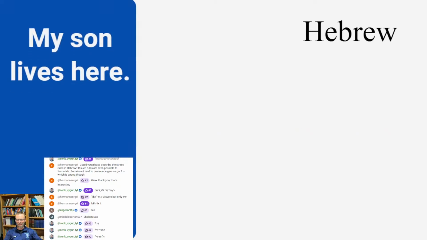Now, you got to really think, how would we say my son lives here? I want you to think about it in Hebrew first. So we just learned how to say my son, right? The son of me. And then we need the masculine singular form for lives, and then the word for here, okay? The son of me lives here is how we would say in Hebrew, my son lives here, okay?